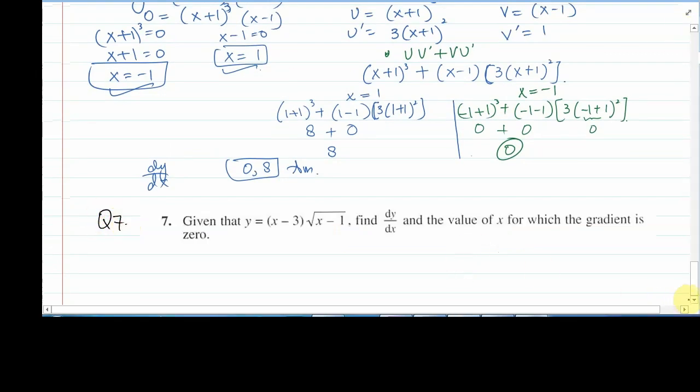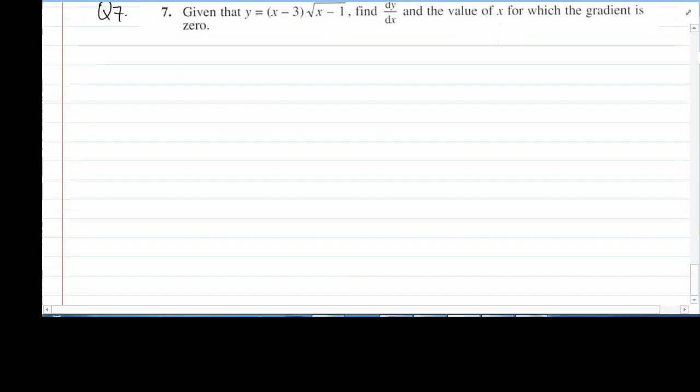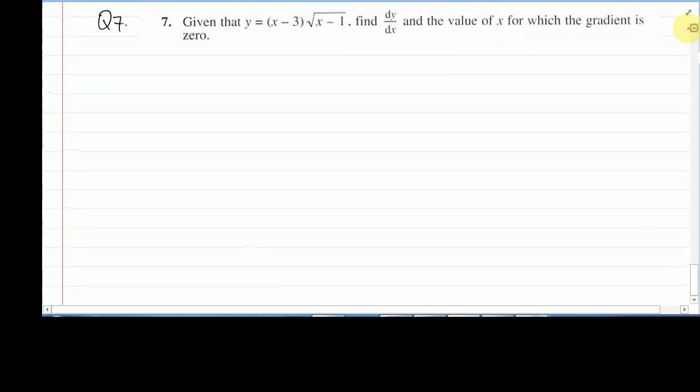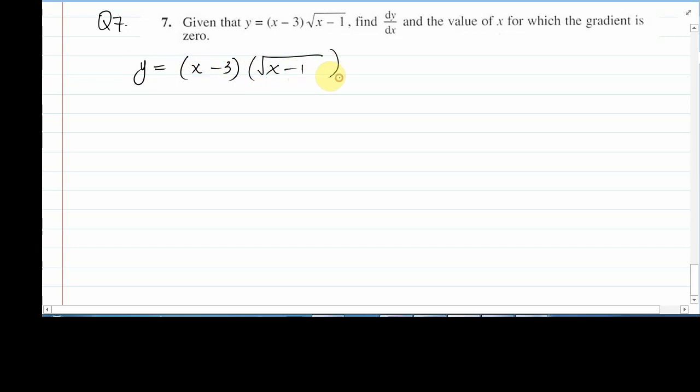I just pasted the question here. Alright. It says that given that y is x minus 3 and root x minus 1, find dy by dx and the value of x for which the gradient is 0. Alright, so now you have y equals x minus 3 times under root x minus 1. You need to differentiate it, and the gradient is 0 means what? Means dy by dx equals 0.